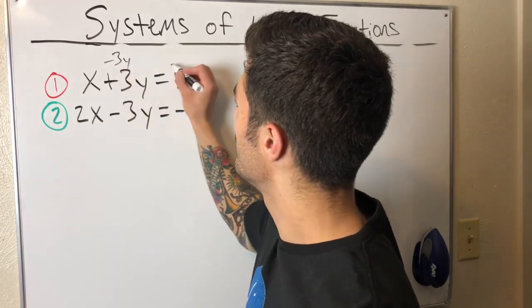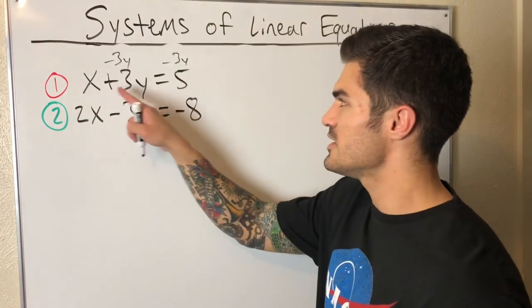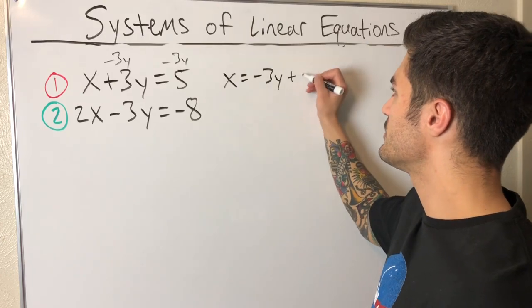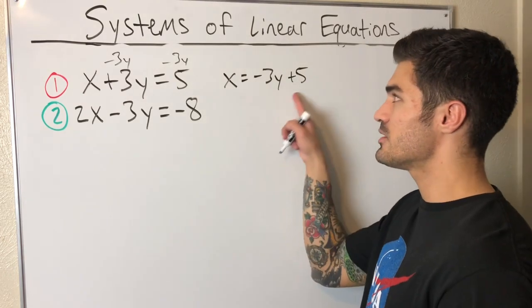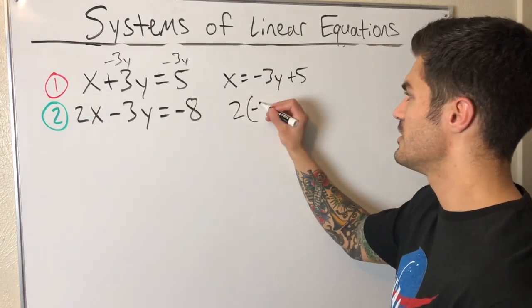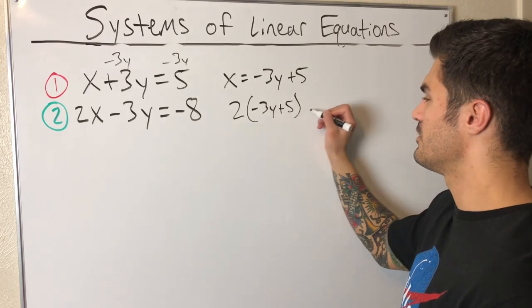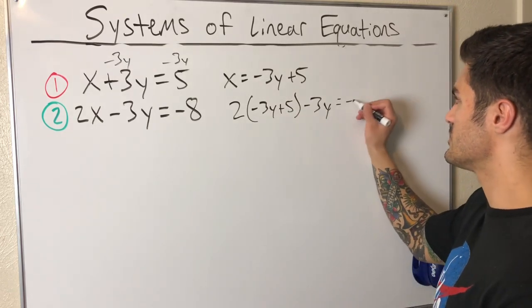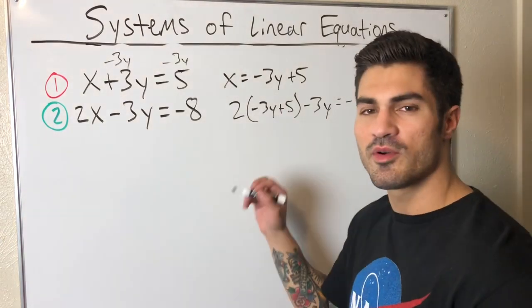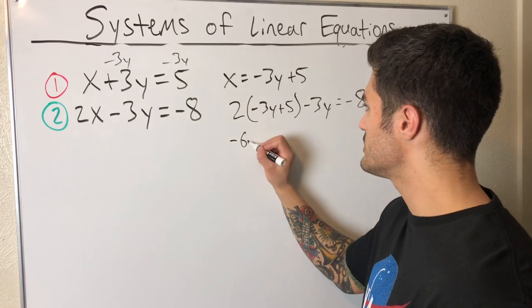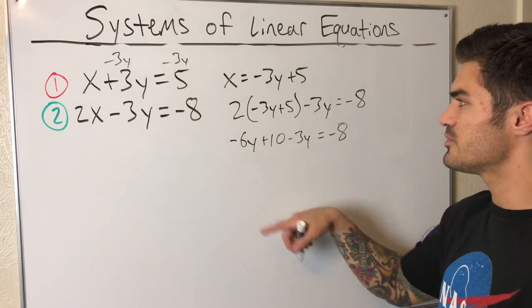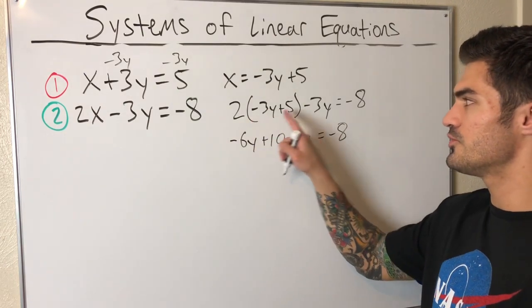Minus 3y minus 3y, and that gives me x equals negative 3y plus 5. So now this is what I'm going to use to substitute into the second equation. So I have 2 times negative 3y plus 5 minus 3y equals negative 8. Now I'm going to distribute the 2, this is why the parentheses are important, right? Negative 6y plus 10 minus 3y equals negative 8. That's what happened when I distributed 2. 2 multiplied to both these terms.